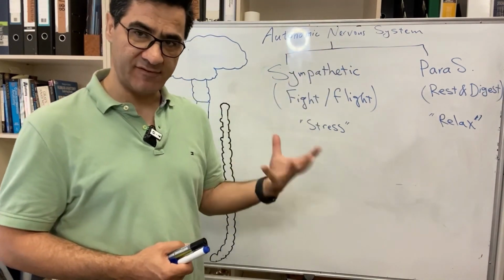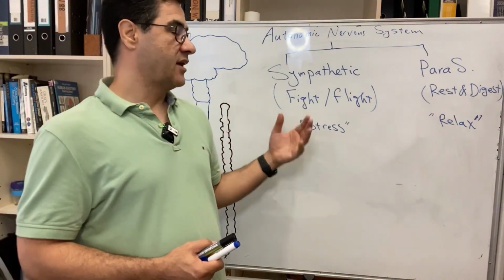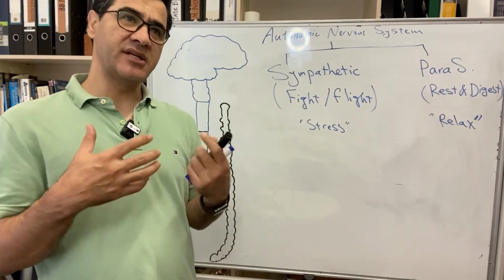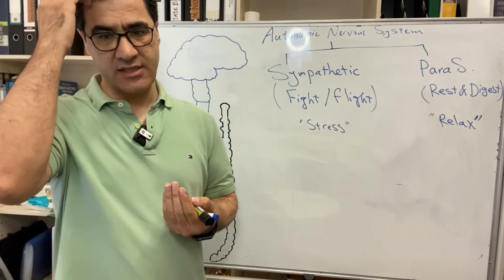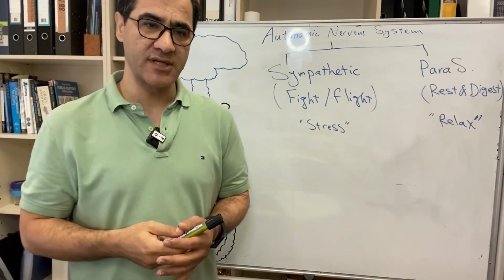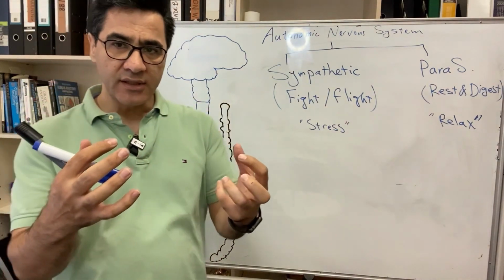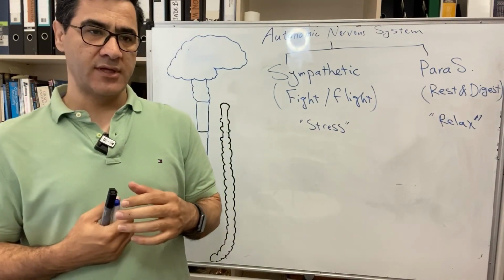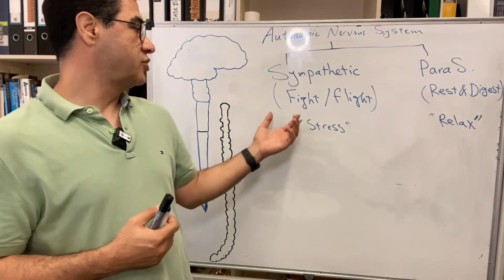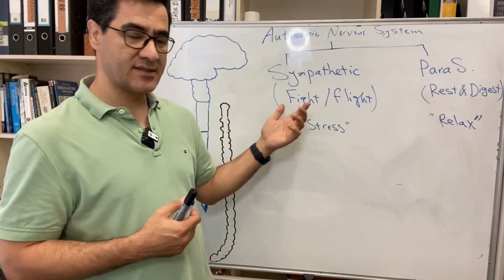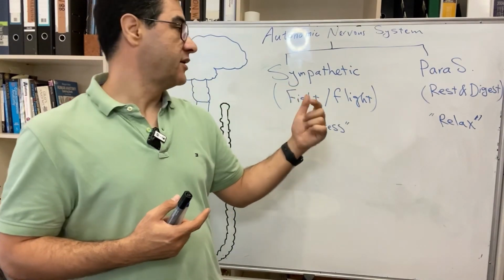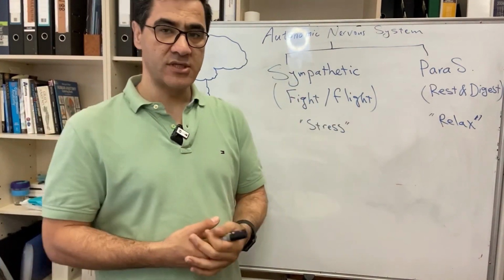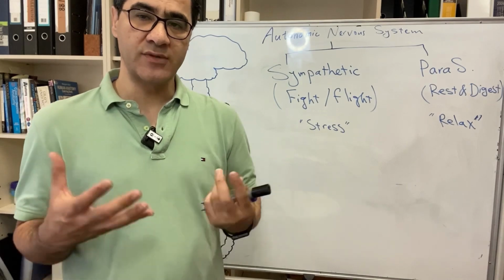sympathetic nervous system function. So imagine that in the real world you come across a stressful situation. For example, you see a lion attacking you. So what will happen? You should stay and fight, which does not make sense, or flight. So in both situations, in a stressful situation, what will happen?